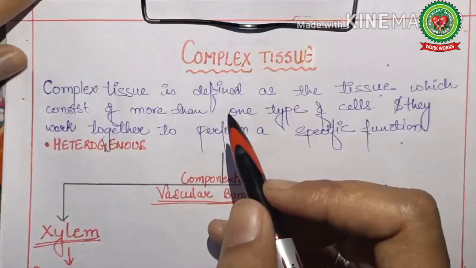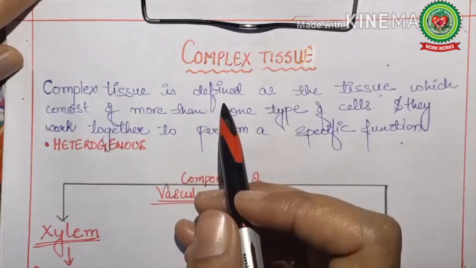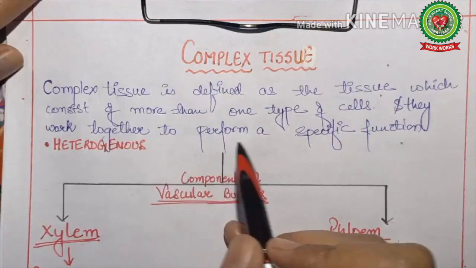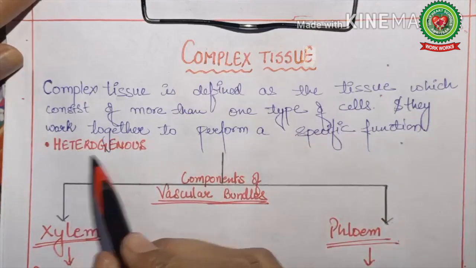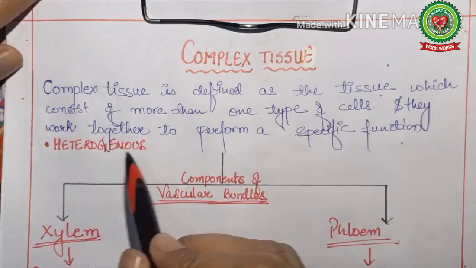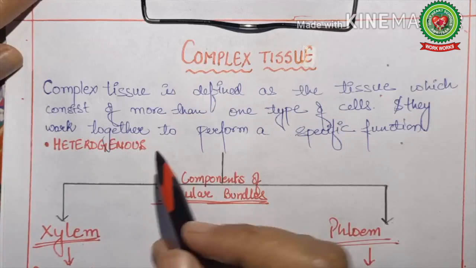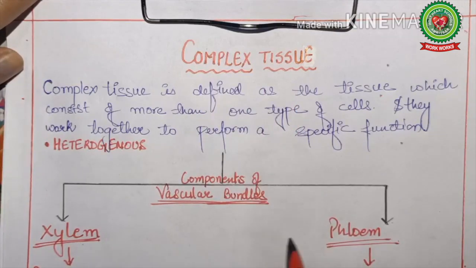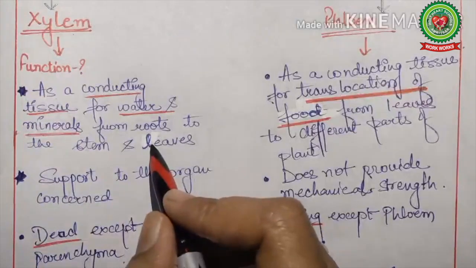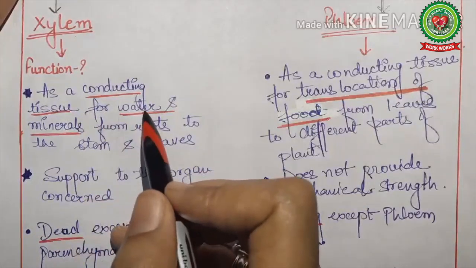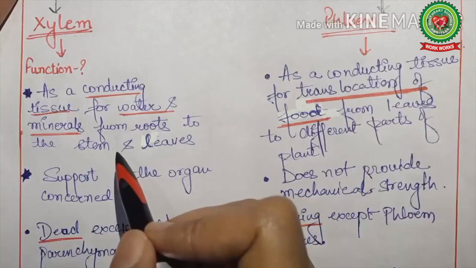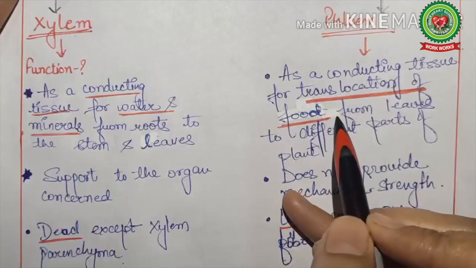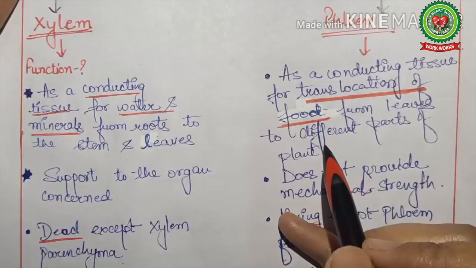By now we all know complex tissue is basically a tissue which consists of more than one type of cells that work together to perform a specific function. It is heterogeneous. Heterogeneous means different composition. It has different kinds of elements. The various components of vascular bundles or complex tissue include xylem and phloem. Xylem is a conducting tissue for water and minerals from roots to various parts of the plant, whereas phloem is a conducting tissue which helps in translocation of food from leaves to different parts of the plant.